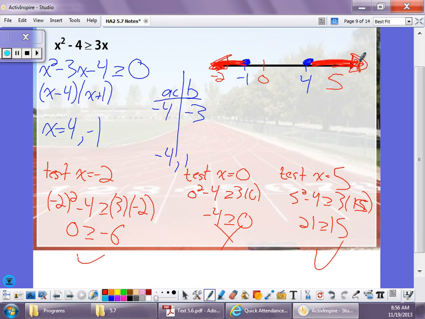All right, so the last thing I need to do is just write down the intervals that I shaded in. So you're going to write down two different inequalities. So I would just say x is less than or equal to negative 1 and x is greater than or equal to 4. And you're done.